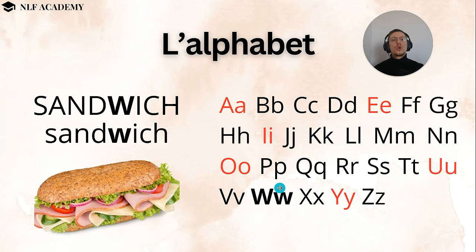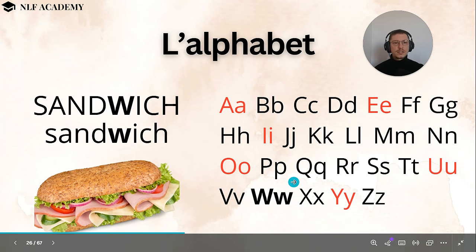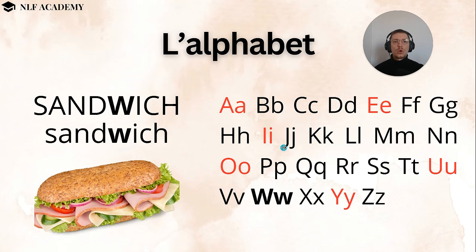This one is called W, which means, actually, sorry, double V. W, and it's pronounced like W. Par exemple, sandwich. Same word as in English. Sandwich. W. Très bien.